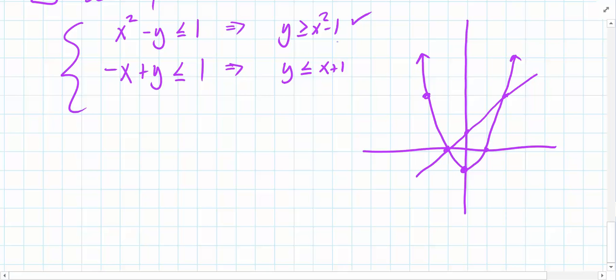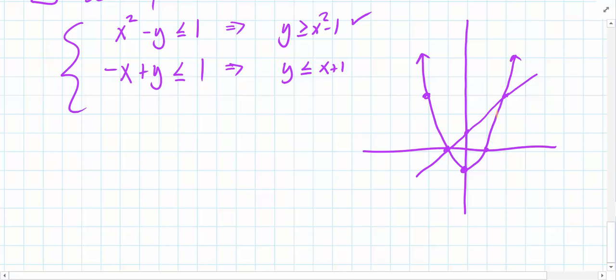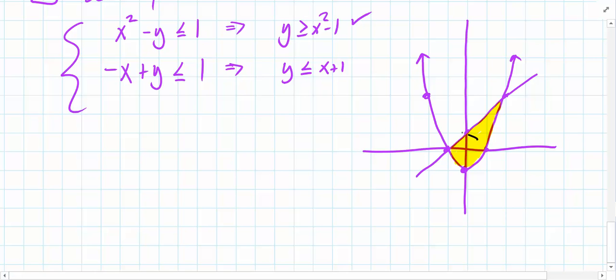All right, so I want everything that's greater than the parabola but less than the line. Where would that region be, you guys? It would be this little spot right here, this little region right inside here. This little shaded area is called my bounded solutions region.